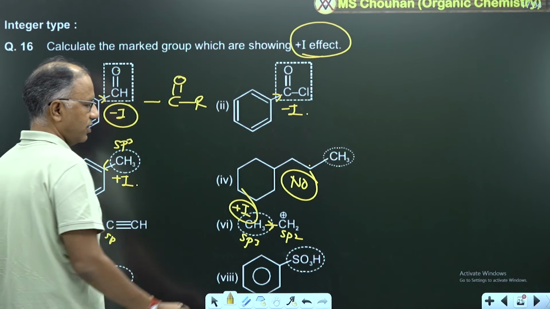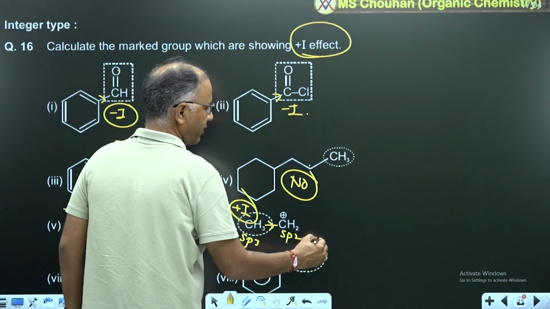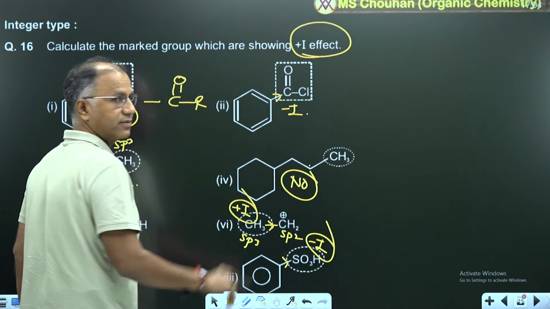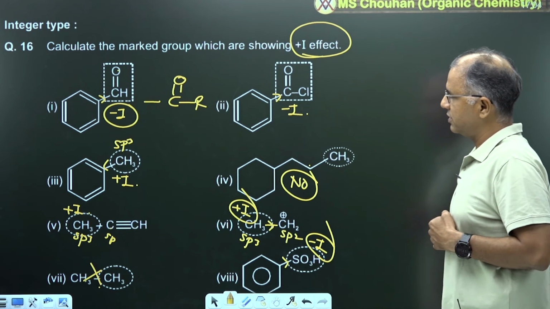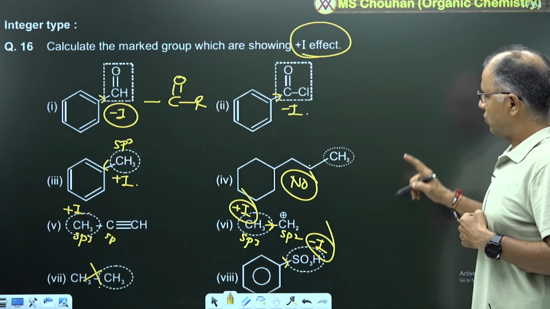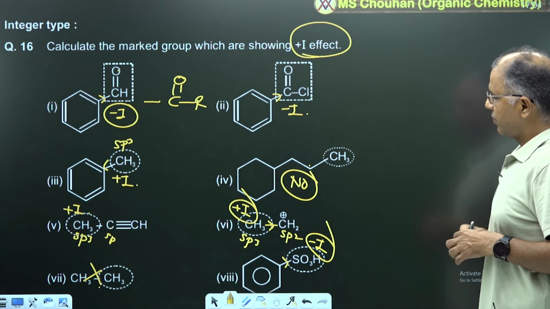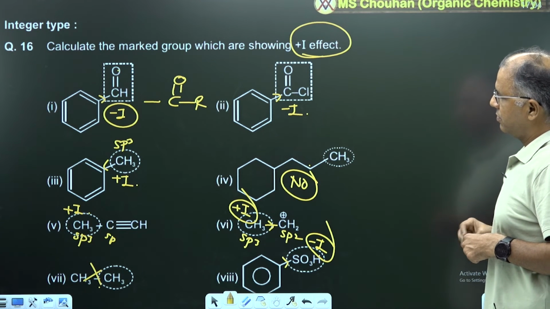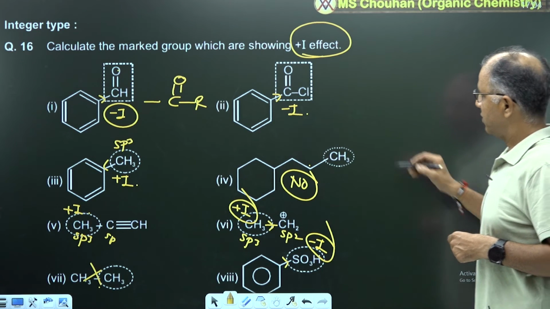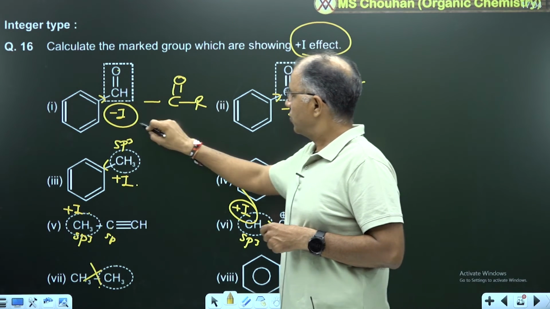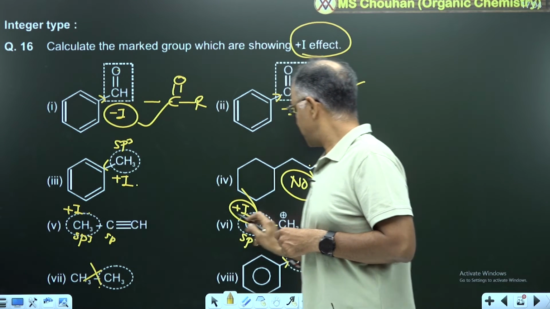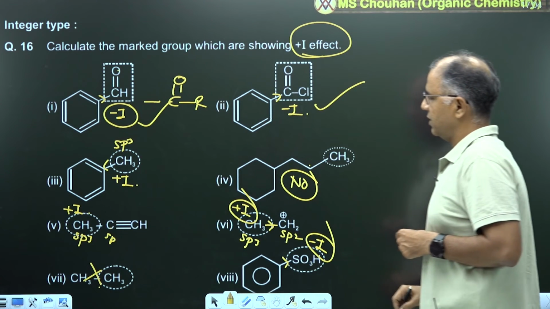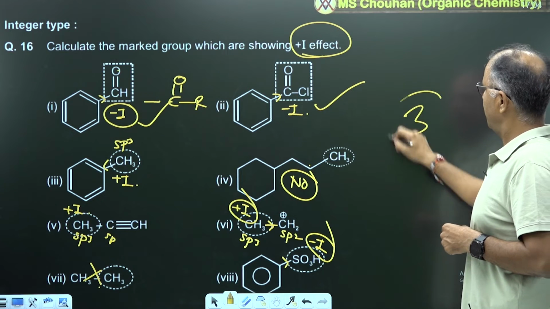Now in the 8th, SO3 is strong minus I because of many oxygens. So how many groups show minus I effect? So what is the correct answer? 1, 2, 3. 3 show minus I effect. This is 1, 2, no inductive, plus I, and minus I. Okay. The correct answer will be 3.